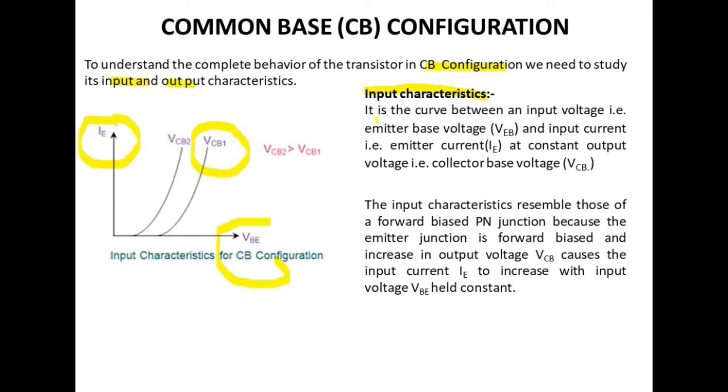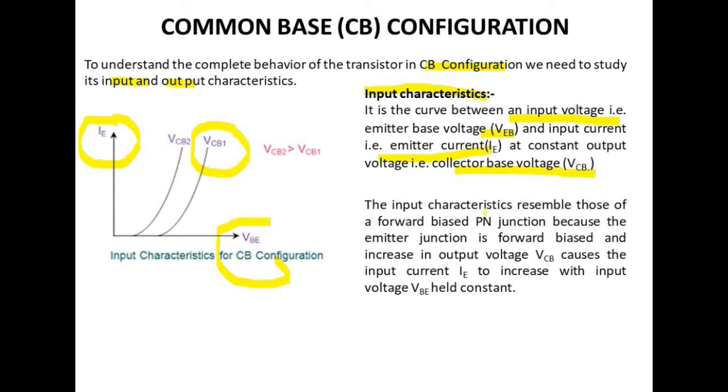So we say that input characteristics is the curve between the input voltage, that is the emitter base voltage, as we had already seen that emitter base voltage will be the input voltage in case of common base configuration, and the input current, which will be the emitter current, at constant output voltage, that is constant collector base voltage VCB. These three parameters we have already seen.